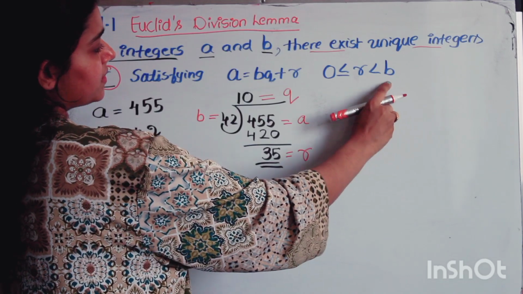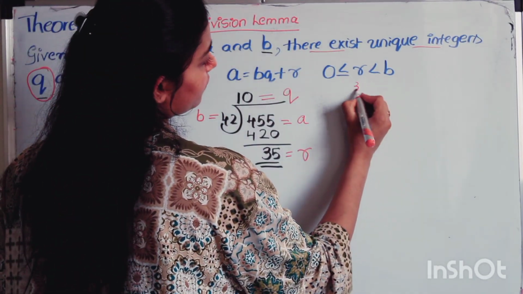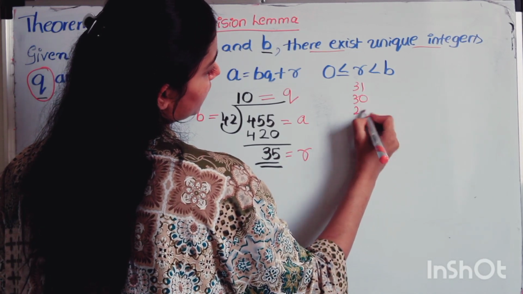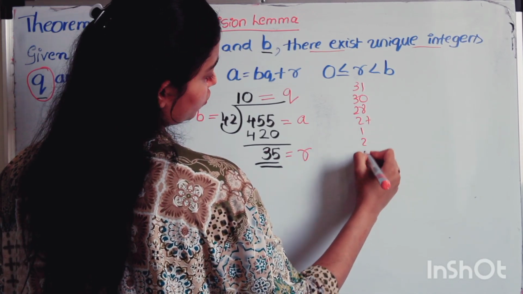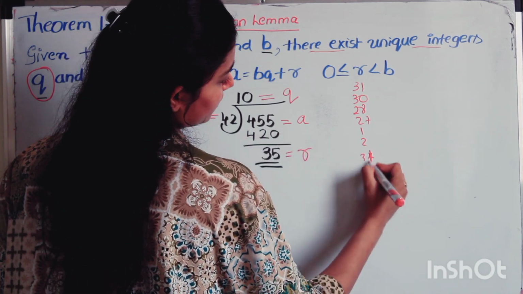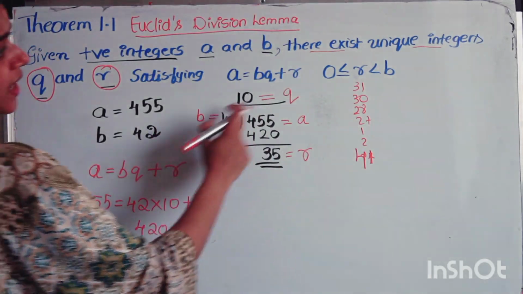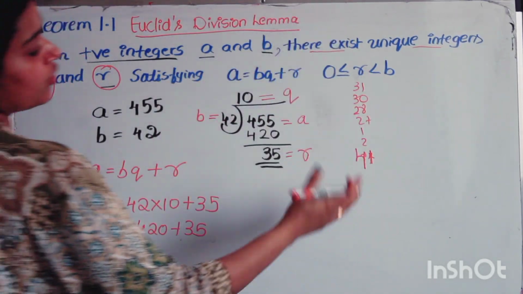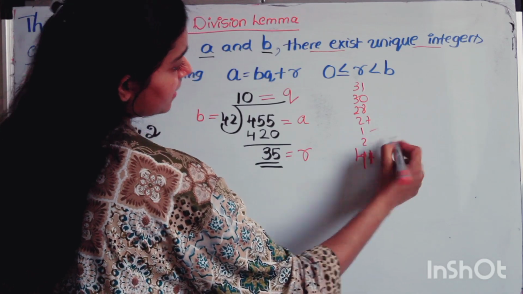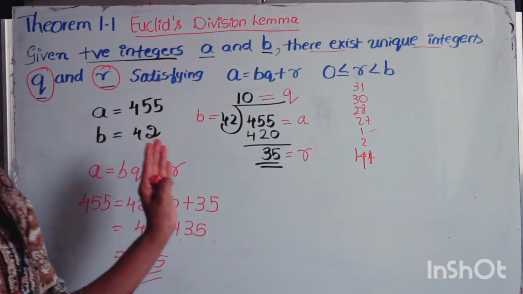The remainder is always less than b. Here b is 42, so the remainder may be 31, 30, 28, 27, 1, 2, up to 41. So r is always less than b and greater than or equal to 0. So this is Euclid's division lemma.